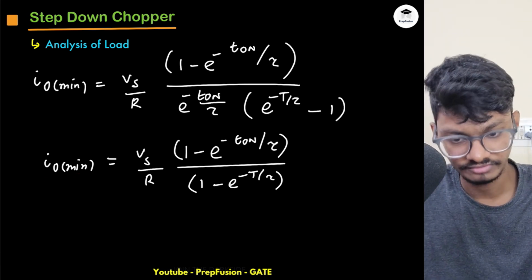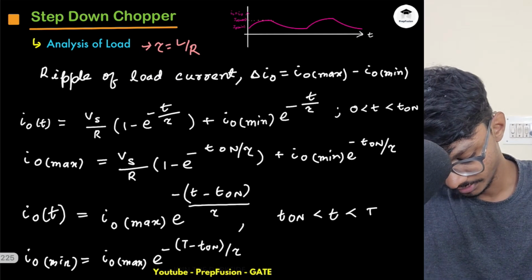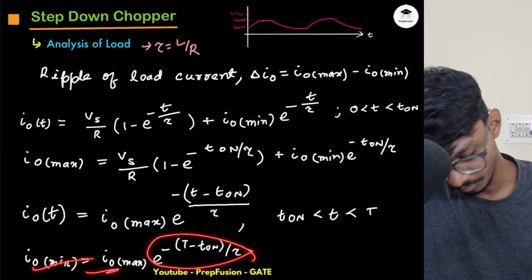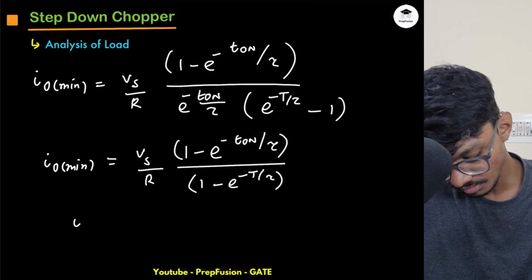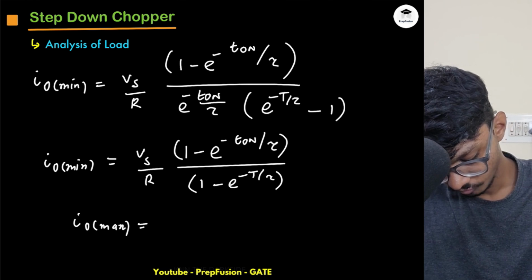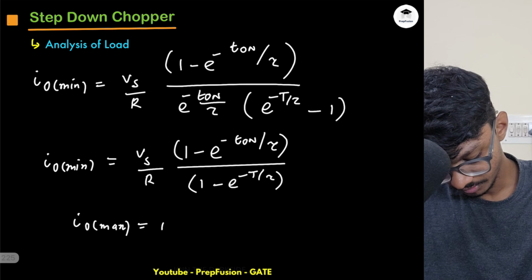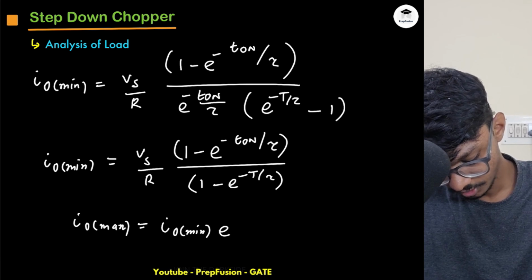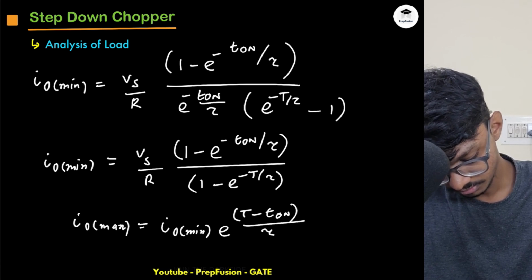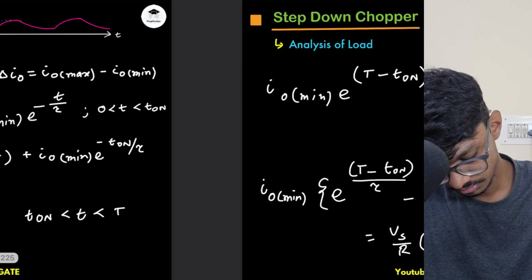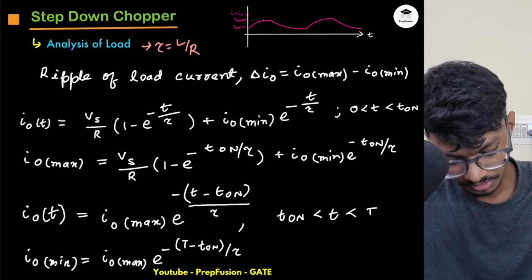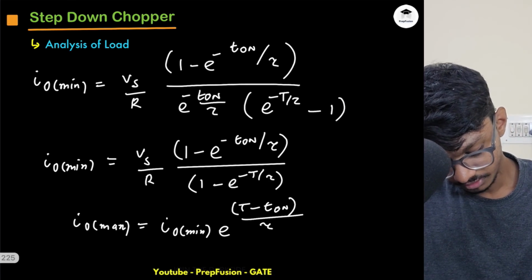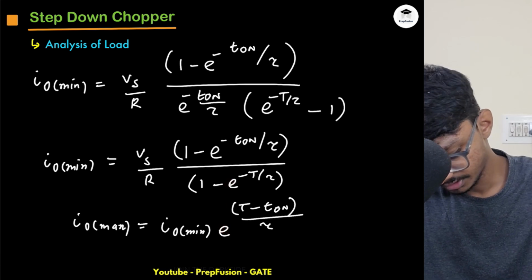And similarly, if you know IO minimum, what is IO maximum? IO maximum is basically this multiplied by IO minimum. You can simply do it like that. So your IO maximum will be equal to IO minimum into e raised to power T minus T on divided by tau. So we can find our IO maximum like this. If I multiply e raised to power T minus T on, what will I get? I will get this value only.